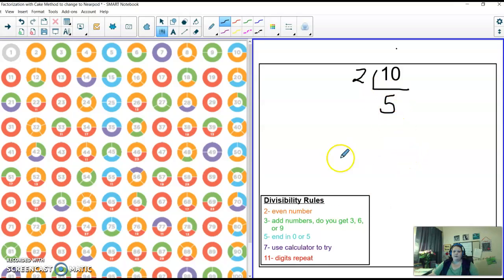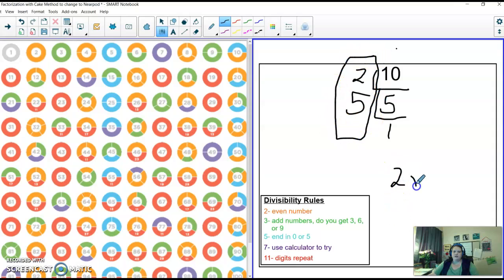So now I've got to go through my rules again. I don't have a 1, so 5. Let's look at 5. Oh, it's got blue, so blue says it's divisible by 5. So build another layer, put a 5 on the outside. 5 divided by 5 is 1. 1 and done. So the numbers to the left are my prime factorization: 2 times 5.